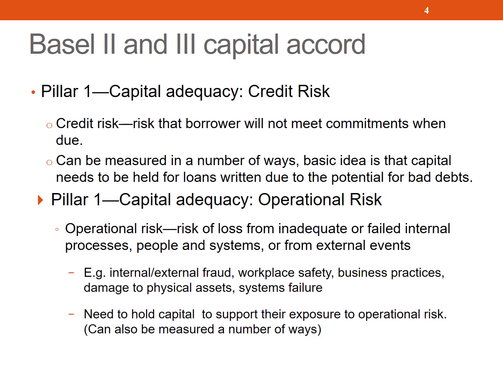There is also operational risk, which is risk of loss from inadequate systems or processes or from external events. So what we're talking about here is things like fraud, workplace safety, systems failure, damage to assets, and so on. So we also need to hold enough capital to act as a buffer to support our exposure to operational risk as well. Again, it can be measured in a number of ways, but because this is an introductory finance course, we're not going to look at the different ways that it can be measured.